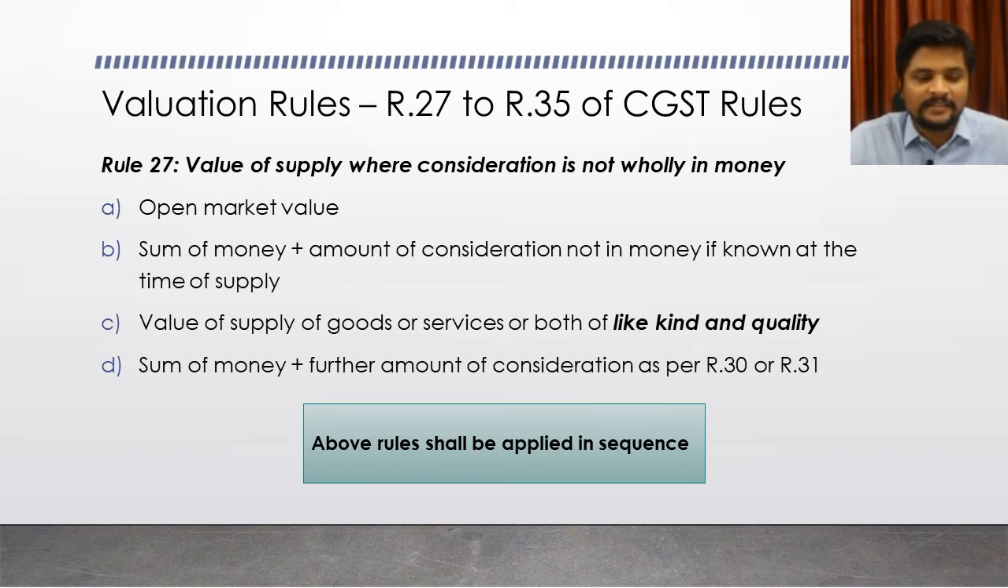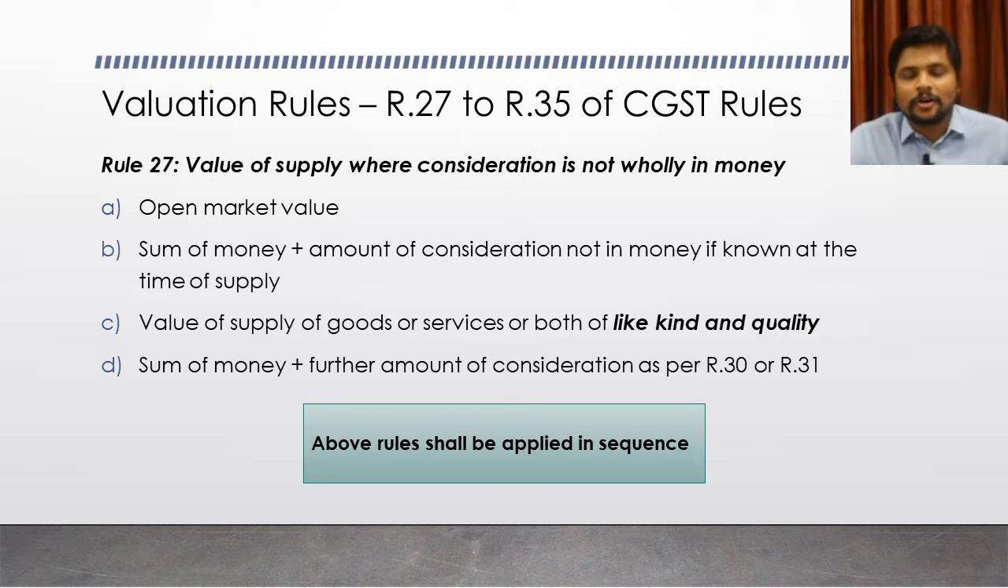What does rule number 27 say? Each and every rule applies to a different scenario. Rule number 27 applies for finding out the valuation of any supply where the consideration is not wholly in money. I told you, if the price is not the sole consideration. So this rule says that if the consideration is not wholly in money, it means that in non-monetary terms also, there is certain consideration being paid by the recipient of supply. In that case we will have to refer to rule 27.